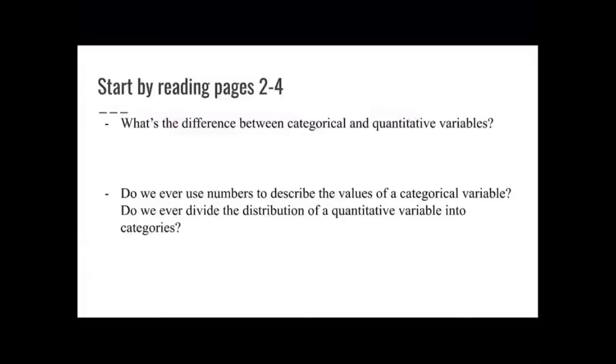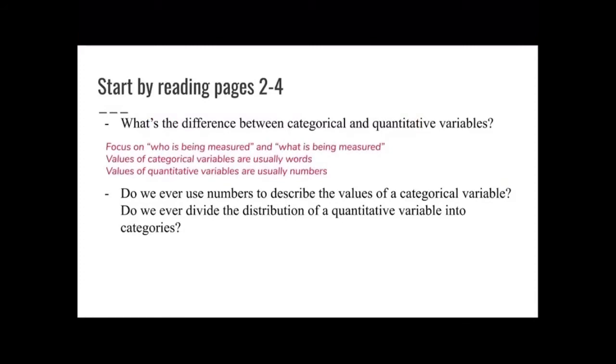All right, so one of the first important things that we want to think about is what is the difference between categorical and quantitative variables. We really want to focus on who is being measured and what is being measured. Our categorical values are usually words, while our quantitative variables are usually numbers.